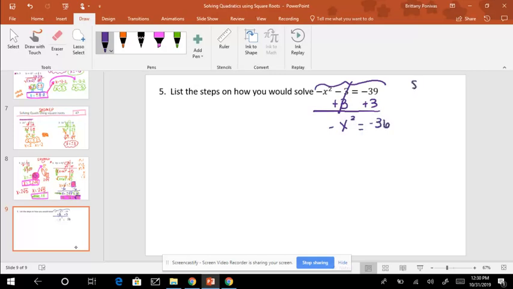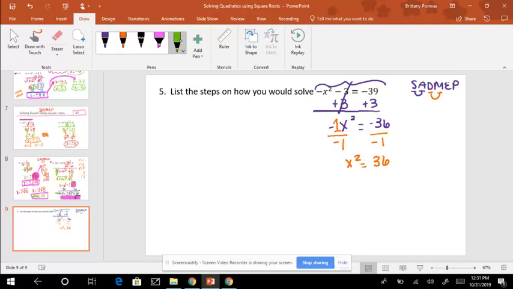So again, we're going backwards of the order of operations, SADMAP. So we did the adding and subtracting. Now we have to take care of dividing or multiplication. There is secretly a negative 1 up front, so we would have to get rid of that next. So to get rid of the negative 1, you would divide by negative 1, leaving us with x squared equals positive 36. So we took care of the dividing and the multiplying. Now we have to take care of the exponent.